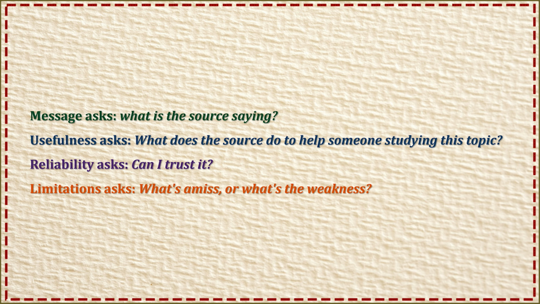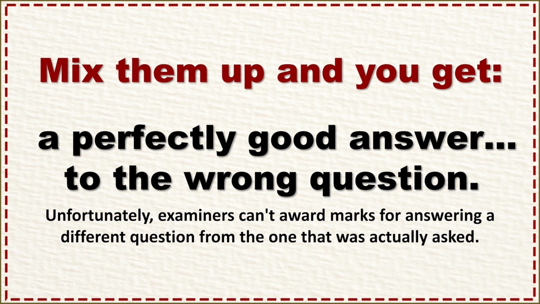Message asks, what is the source saying? Usefulness asks, what does the source do to help someone studying this topic? Reliability asks, can I trust it? Limitations asks, what's amiss or what's the weakness? Mix those up and you answer a reliability question with a message answer. And the marker simply can't give you the mark because you haven't answered the question that was actually asked. Once you understand what the examiner is actually asking, you will know exactly how to answer each question every single time. You will never confuse these four again.